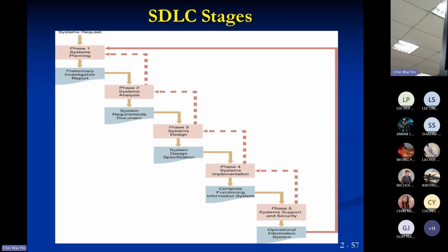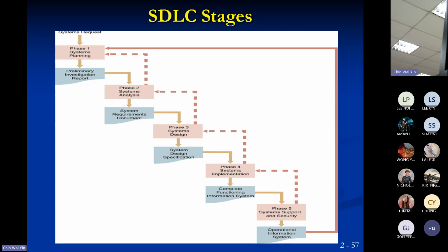So that's the disadvantage of SDLC. It's very rigid. And even if you can go backwards to other phases, it's only to the immediate previous phase. Then another thing I want you to take note of, there's also another line here.